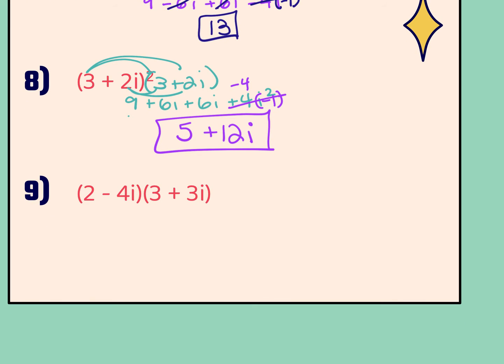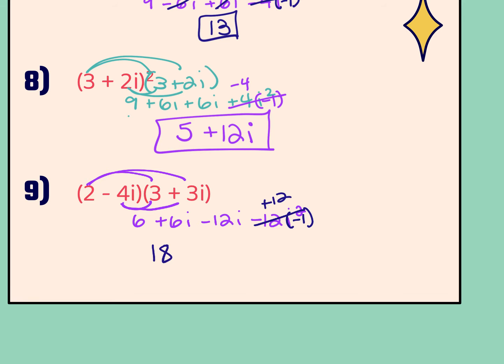Number 9, we're back to foiling. 2 times 3 is 6. 2 times 3i is positive 6i. Negative 4i times 3, negative 12i. Negative 4 times positive 3i, negative 12i squared. i squared becomes negative 1, making this a positive 12. 6 times 12 is 18. Positive 6i, negative 12i, negative 6i.